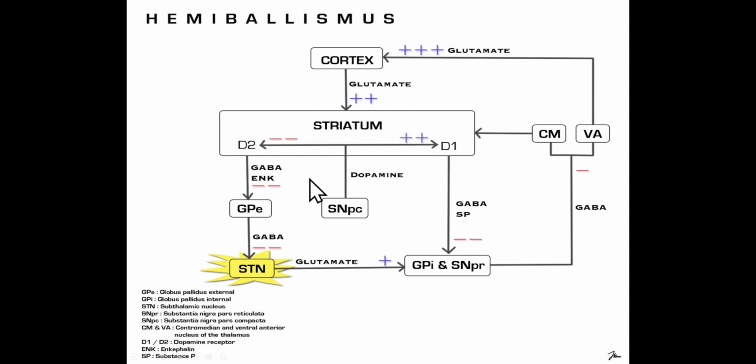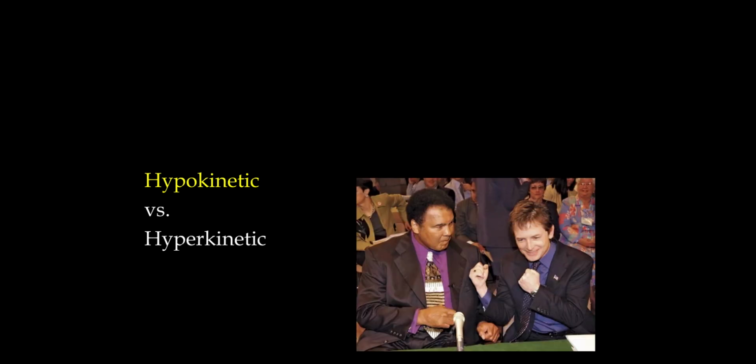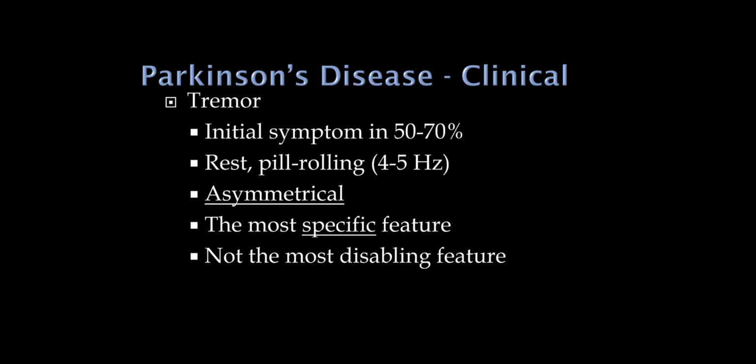In contrast to hemiballismus, where we have a stroke of the subthalamic nucleus, therefore we have less glutamate going out to the internal segment of the globus pallidus, and therefore less GABA inhibition, so more glutamate going back to the cerebral cortex. And now we have a hyperkinetic movement disorder like hemiballismus. So it is important that we separate these two, and we'll start out with hypokinetic movement disorders, which are things that look like Parkinson's disease.